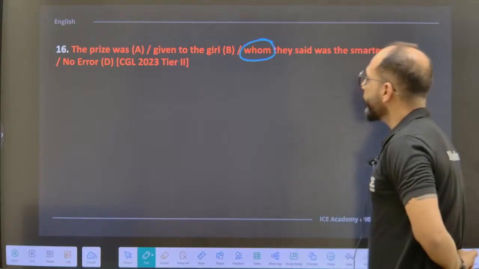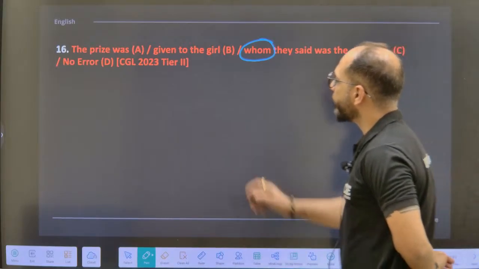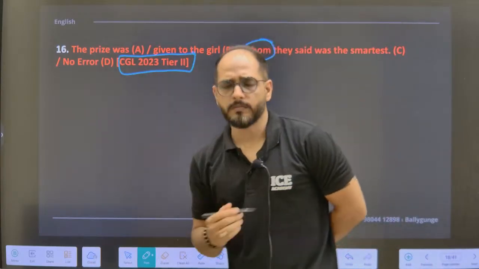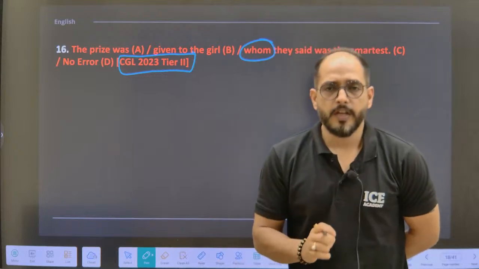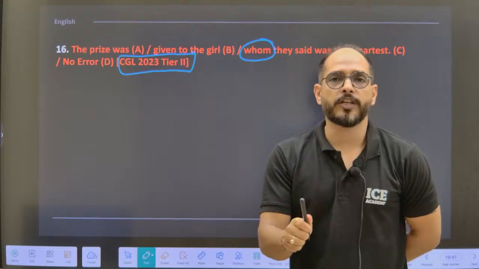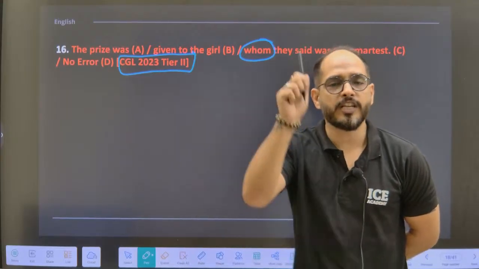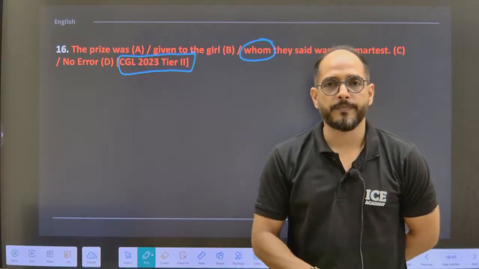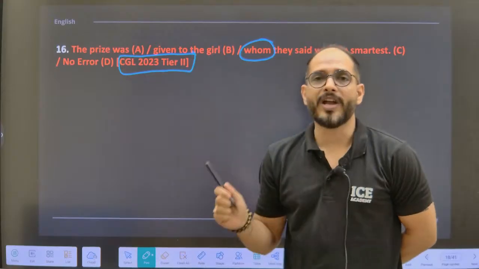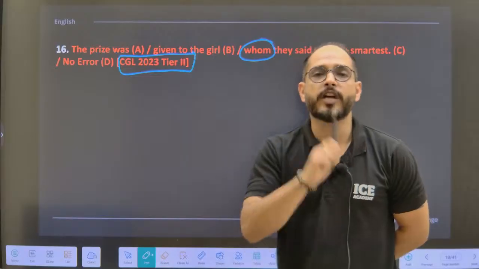Look, another similar question, from CGL 2023 Tier 2. This is also a Tier 2 question. These questions are tough for the students, but the way I am explaining to you, I think this is the easiest way to understand this, otherwise it will create a problem. Such questions are bound to create problems, and I think this is the most scientific way to solve these kinds of questions.